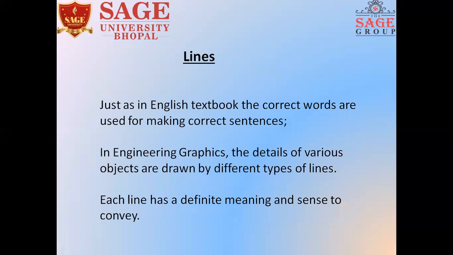Now further, we discuss the line. Here it's not a straight line. It is the line which is used in the dimension, the line which is used in the object. It is a symbolic representation of a line.